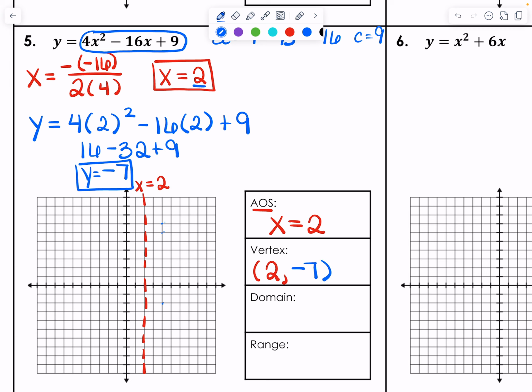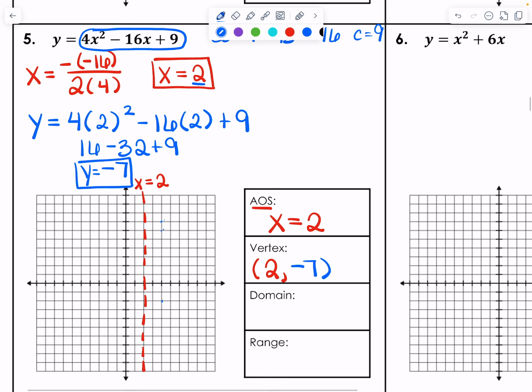All right, so then let's go ahead and graph that vertex. 2, negative 7. I go right 2, and I go down 7. 1, 2, 3, 4, 5, 6, 7. There's our vertex.